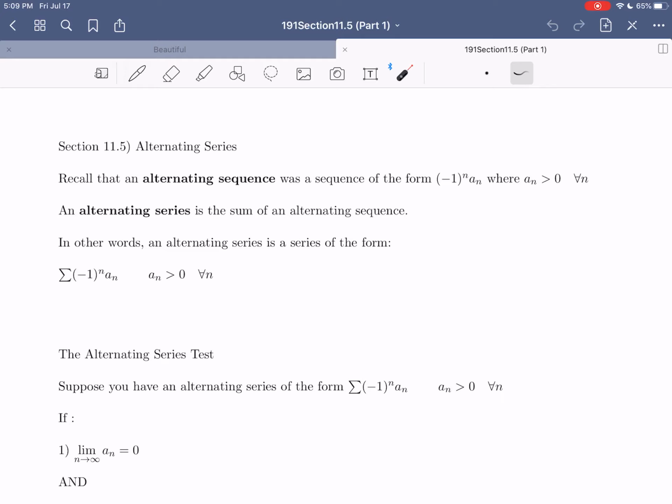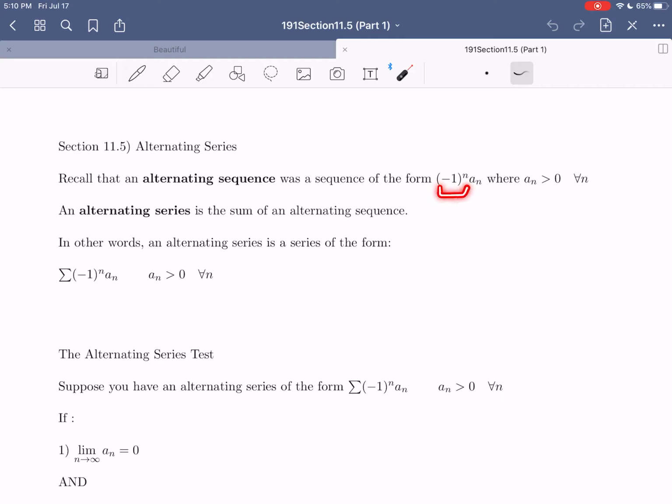So to begin with, let's go ahead and recall a definition from 11.1. We want to recall that an alternating sequence was a sequence of the form -1 to the n times a sub n, where that a sub n was always strictly greater than 0 for all n that was defined for our index. Remember that the reason that we had this definition where the a sub n had to be strictly greater than 0 or strictly positive was so that this -1 to the n times a sub n actually alternated. Since this was always positive, then this -1 to the n actually controlled when this was positive and negative.